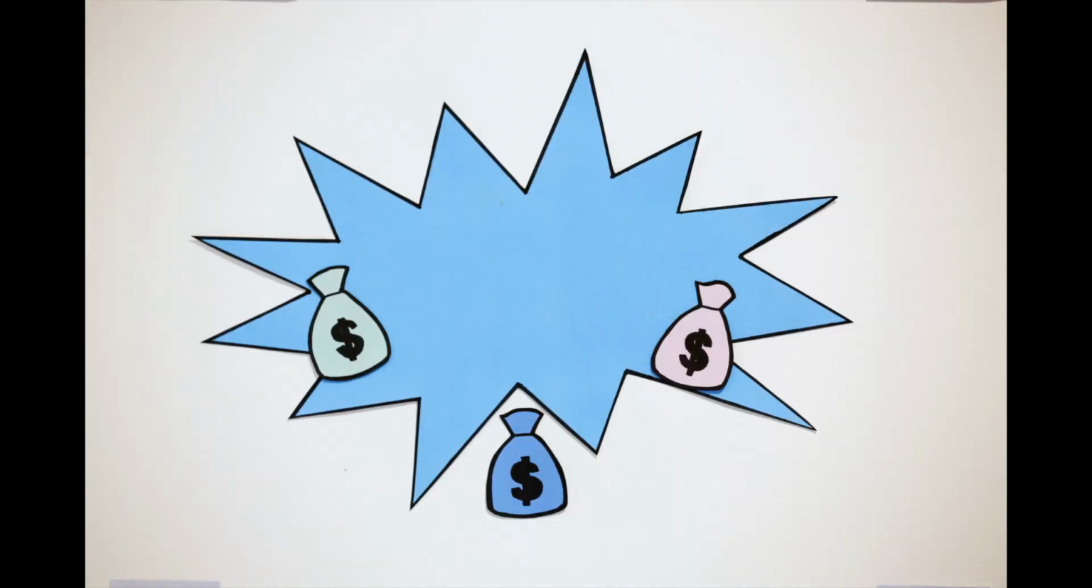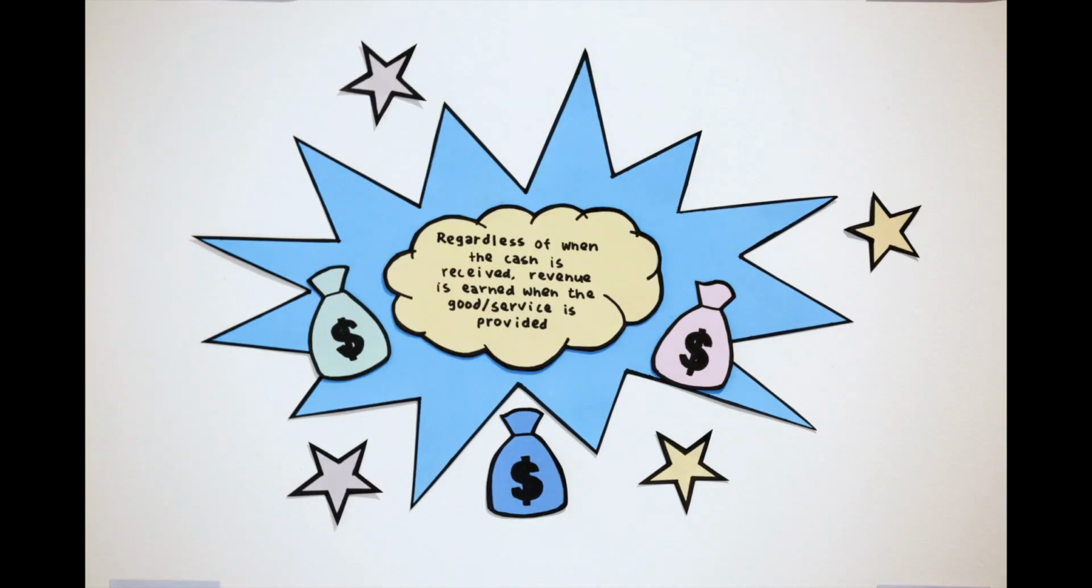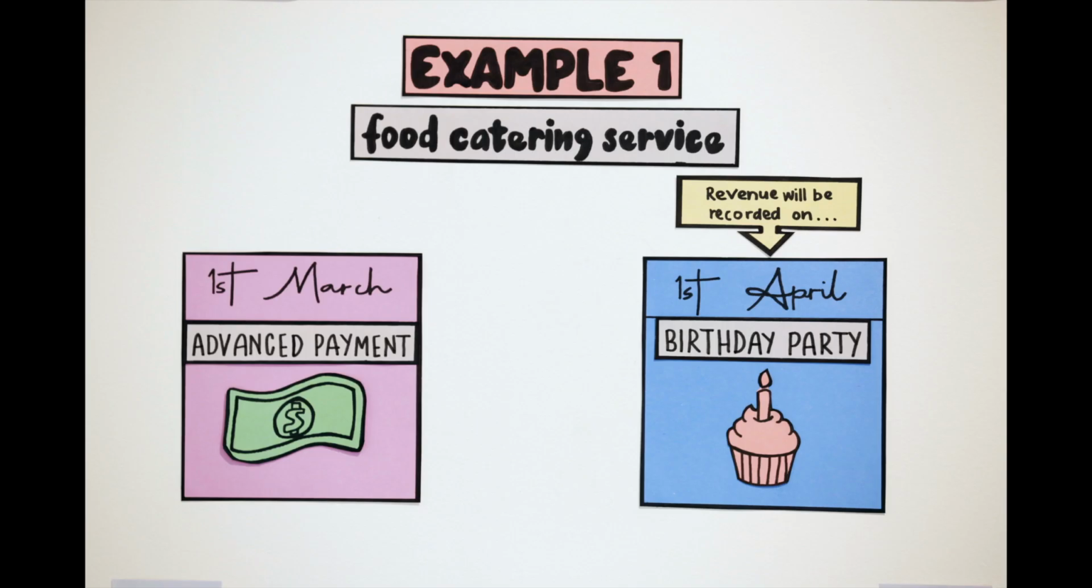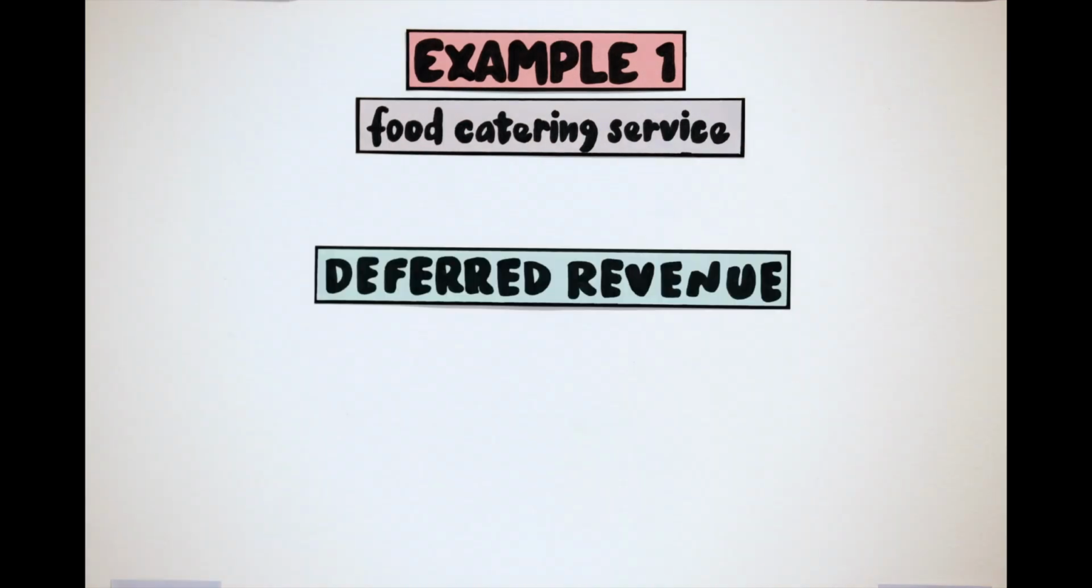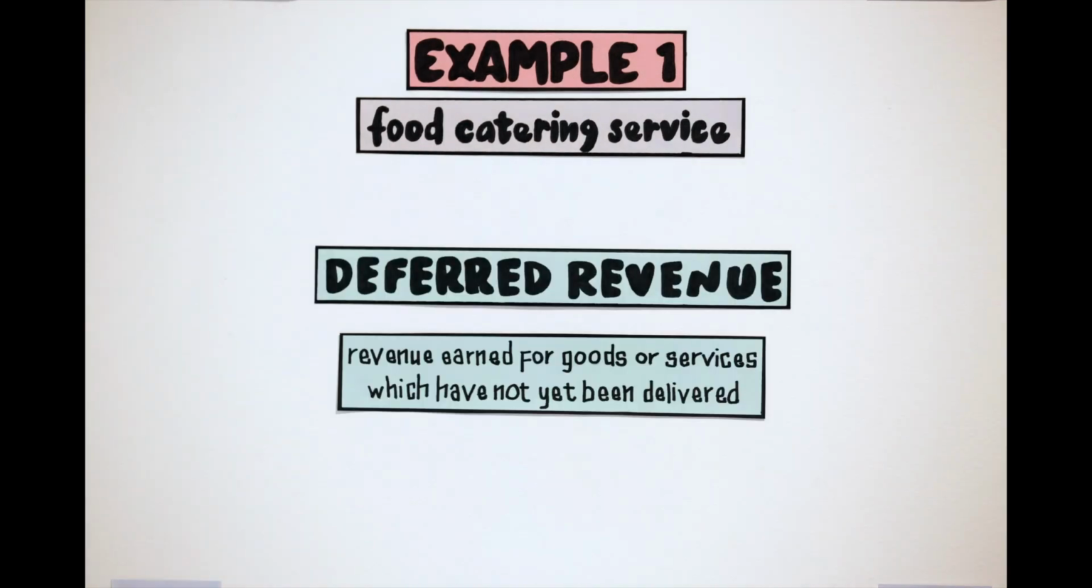The revenue recognition principle states that, regardless of when the cash is received, the revenue will be earned when the good or service is provided. So this means that the revenue will be recorded on the 1st of April, when the catering service is delivered to the customer. So this is an example of deferred revenue, which is defined as revenue earned for goods or services which have not yet been delivered.